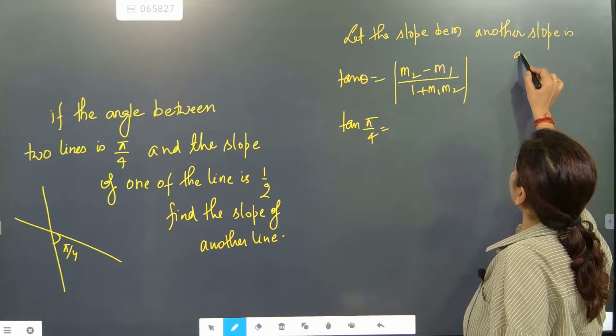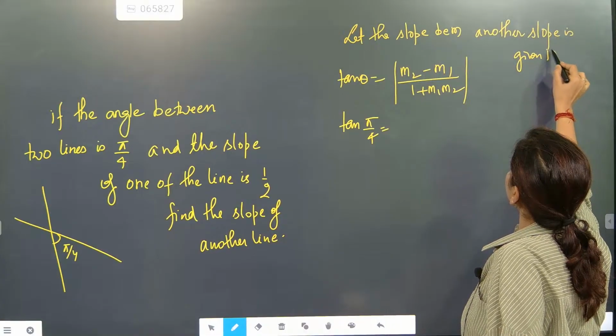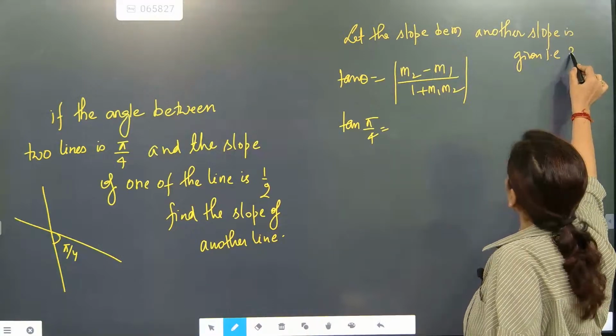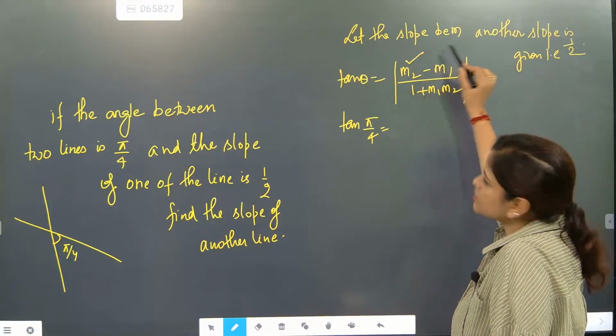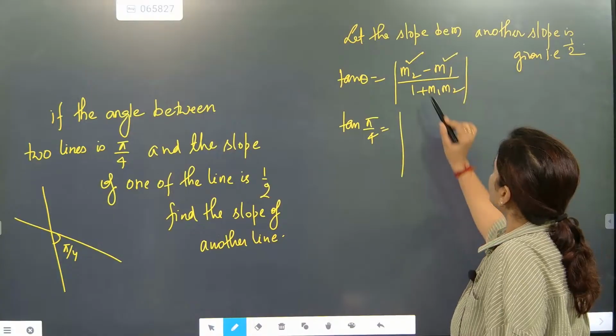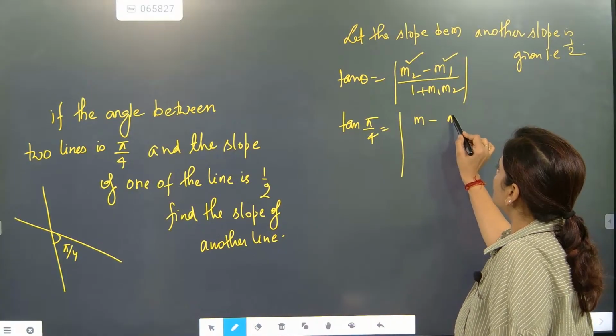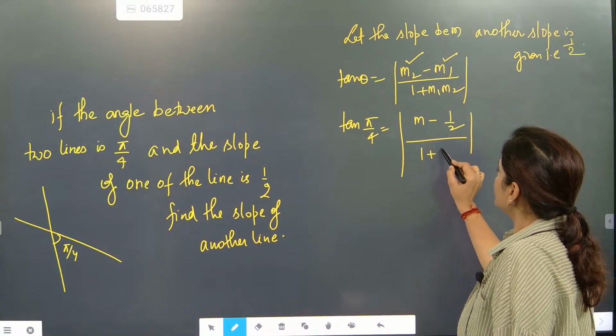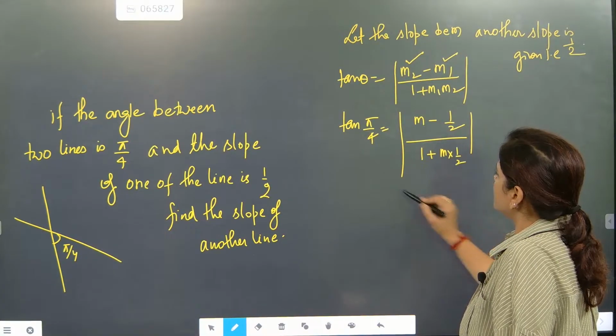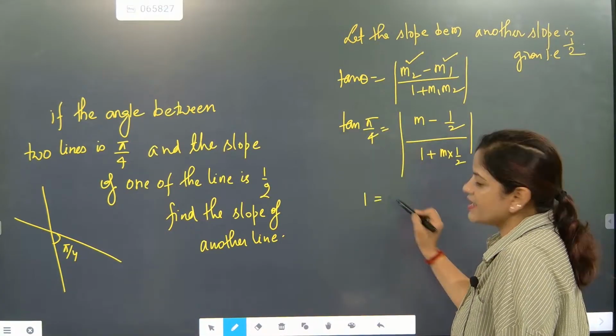Another slope is given, that is 1 by 2. So one slope we are going to take as m, another slope is 1 by 2. Then 1 plus m into 1 by 2. So tan of pi by 4 value will be coming as 1.